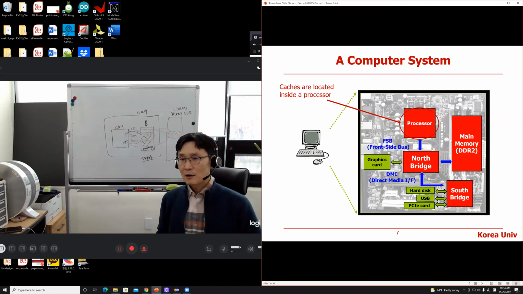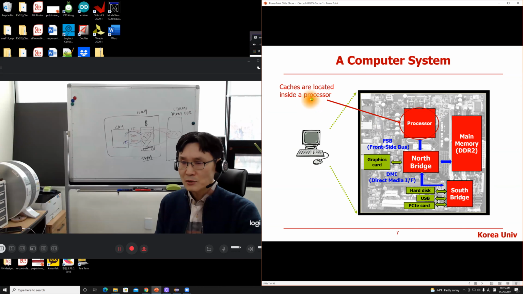Okay, computer system, the motherboard. We have a processor and main memory and I/O devices, and caches are located inside that processor. So we are talking about cache inside that processor.